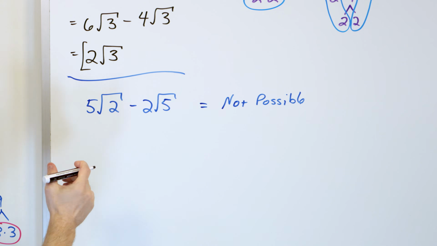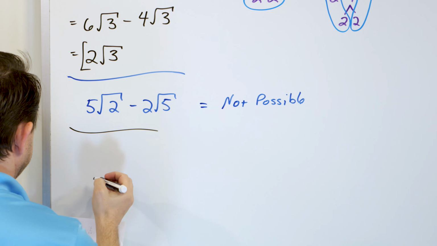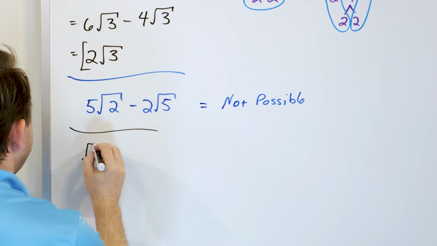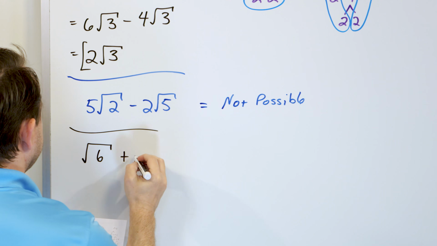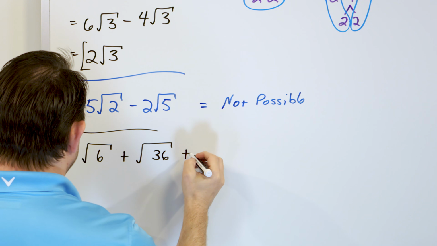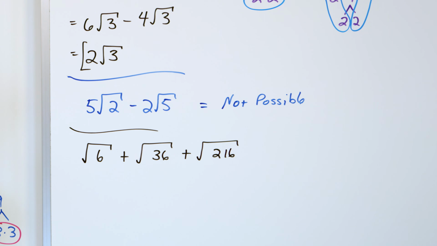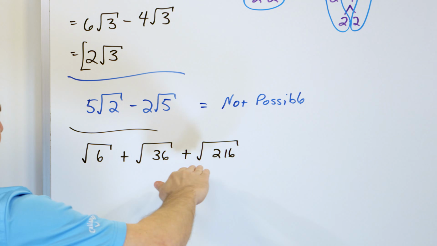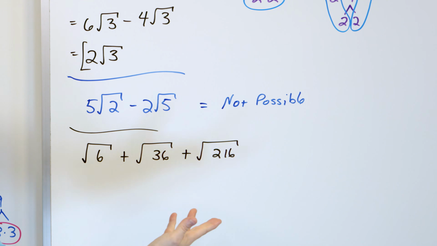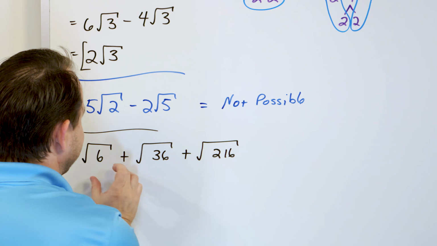All right. We have a few more in this lesson anyway, then we'll have more in the following lessons. Let's increase the complexity a little bit. Let's do 3 of these things. What if we have the square root of 6 plus the square root of 36 plus the square root of 216? So we have 3 radicals that we would like to add together. And it's the same rule though. The only way you can add them is if the radicals match exactly. Now these are all completely different.